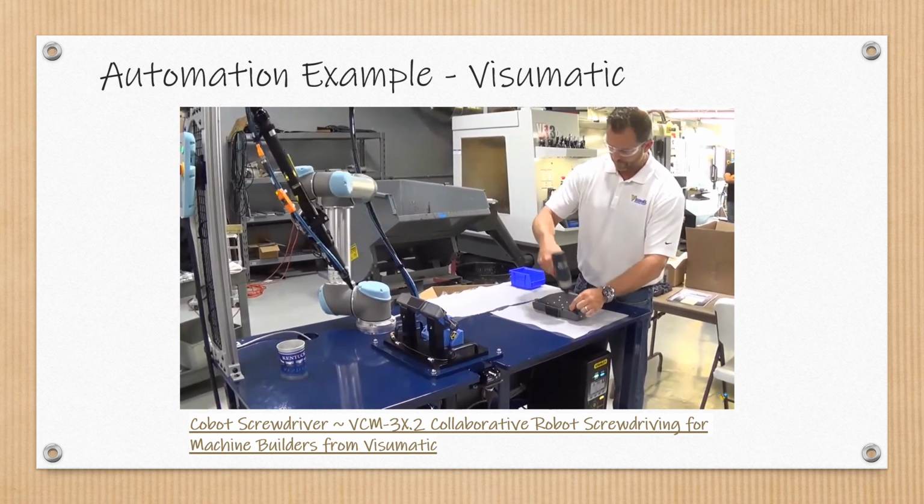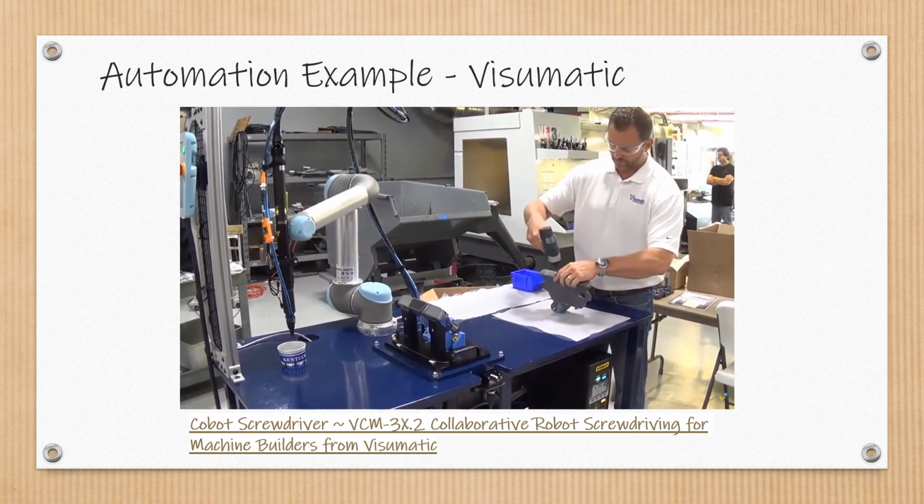The Visomatic VCM-3X.2 cobot screwdriver shown here is a fastener feed and drive end effector package that adds semi-automation capability to the collaborative workspace project. This system includes an automatic feeder, programmable screwdriver system, skeleton robot, and end effector for direct mounting to the robot wrist with pre-programmed fault recovery.